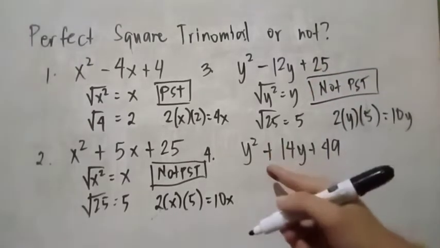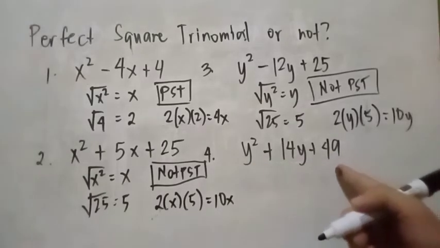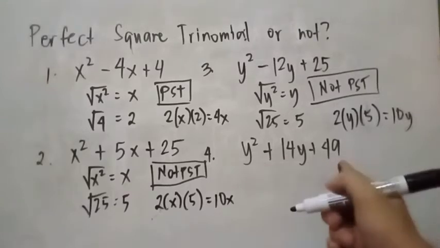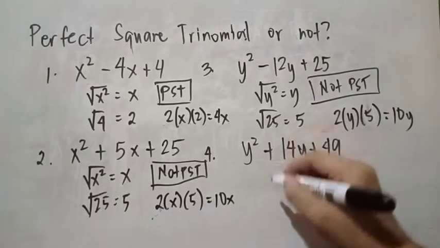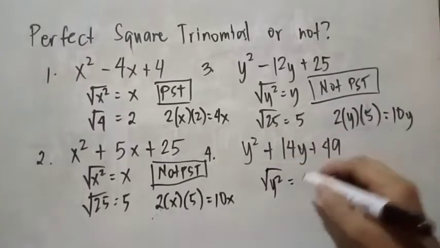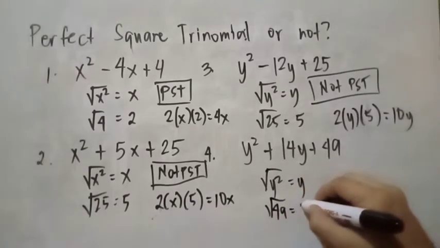And then lastly sa number 4, we have y squared plus 14y plus 49. So again, yung first at saka last terms ay perfect squares. So, kunin natin square roots, no? So, square root of y squared is y, and square root of 49 is 7.